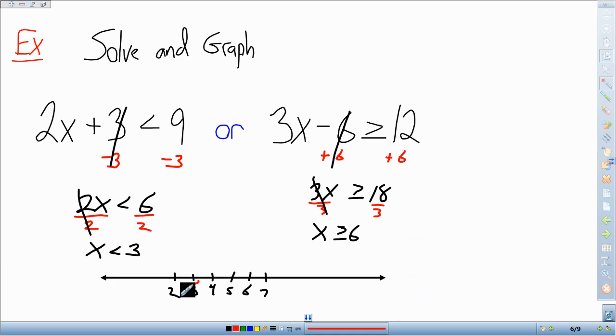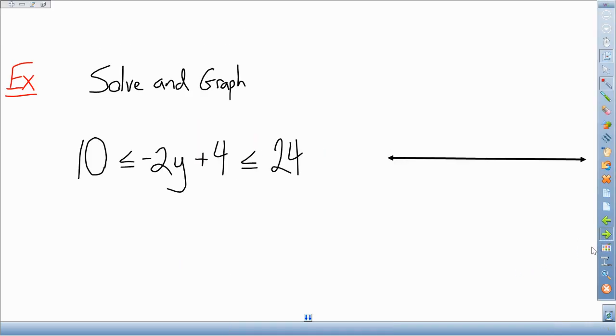X is less than 3, open circle, going to the left. X is greater than or equal to 6, closed circle, going to the right. Okay, which is exactly what we should expect when we have an OR type of compound inequality. All right, cool. Let's keep moving.